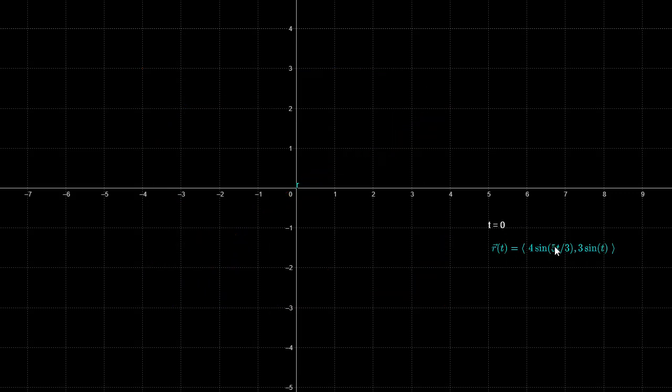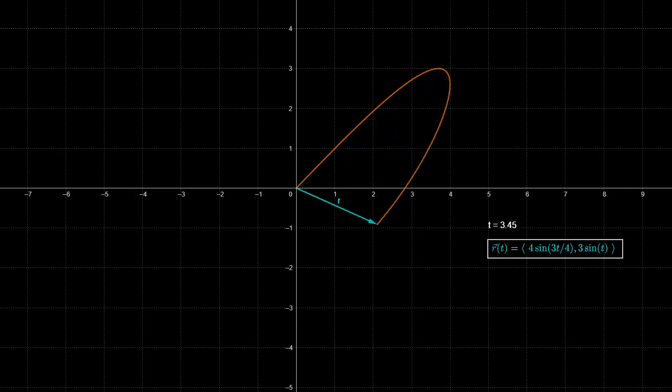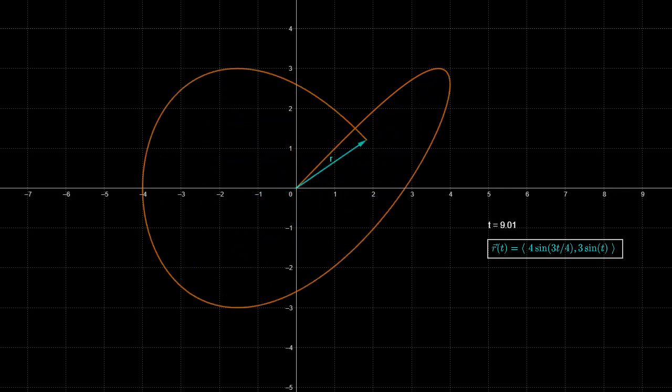All right, and finally, let's put a, oh, that's not right, hang on. I put a 3/4 in. There we go. And it gives us this. I'm going to speed it up a bit.